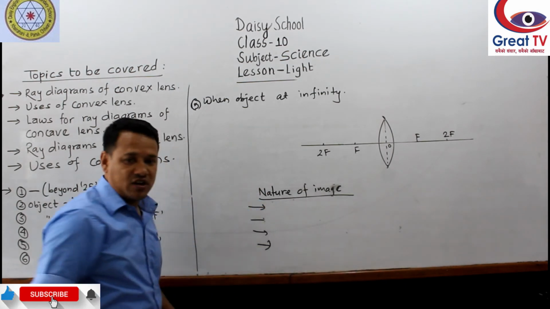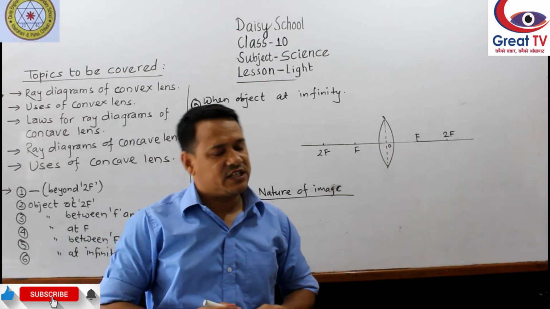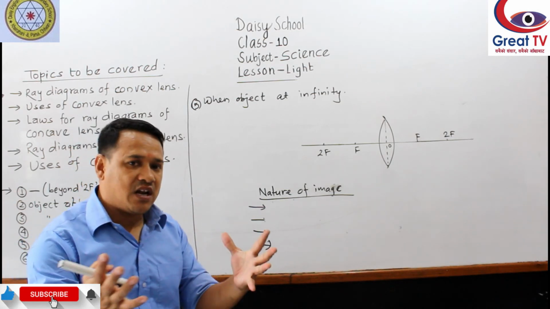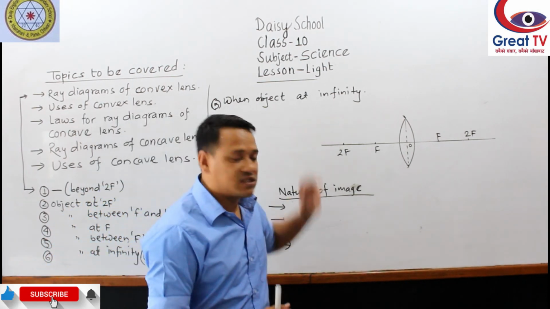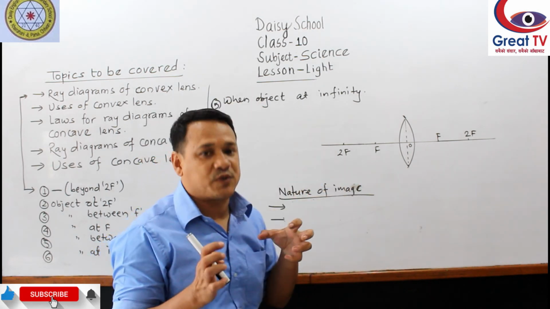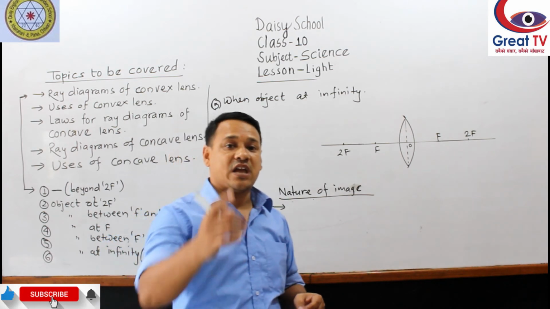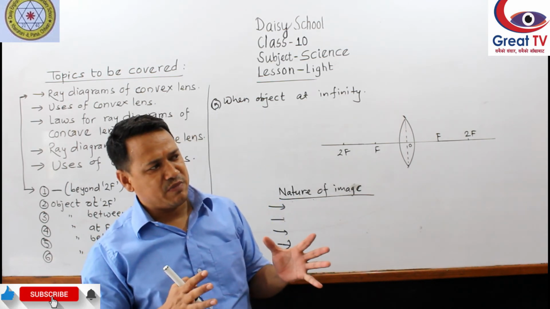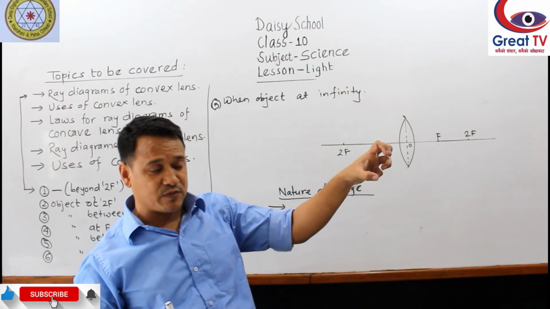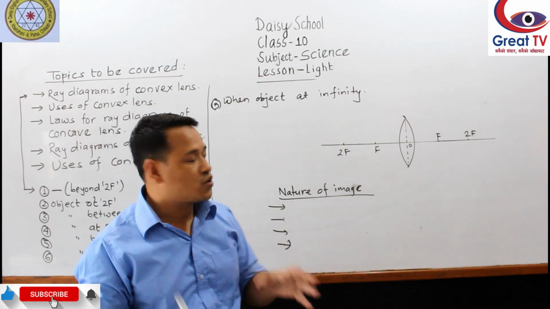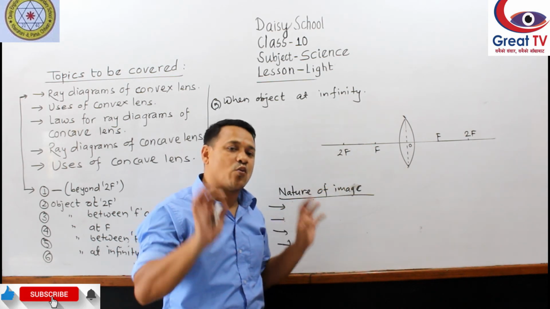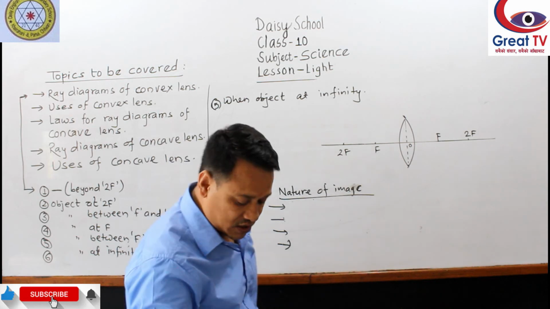Now, when the object is at infinity, infinity means not on our paper, not on the board. It is very far from us. So we cannot keep the object on this figure. Only the light rays from that object we can capture, like we can capture the image of a very far distance object. So only the light rays from the far object we can show here, not the object.